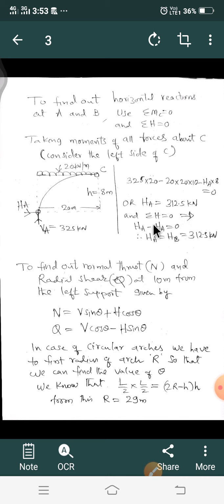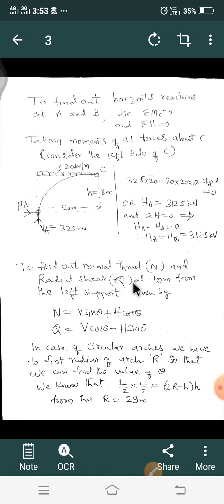Now I am going to use sigma H equal to 0. So sigma H equal to 0 gives HA minus HB equal to 0. Therefore HA must be equal to HB. So both are the same here, that is 312.5.